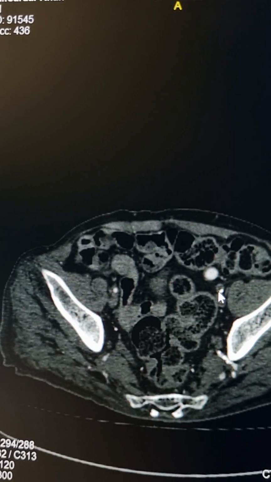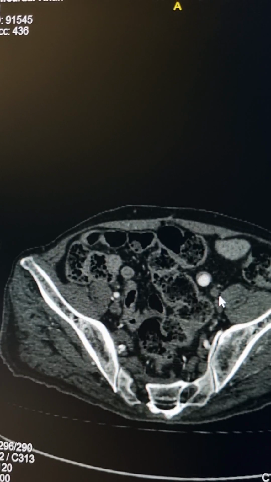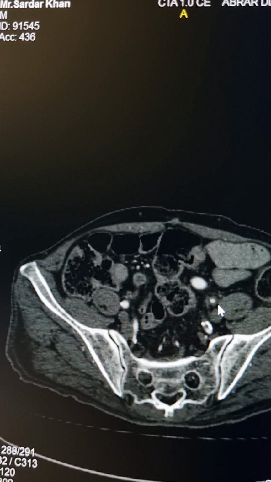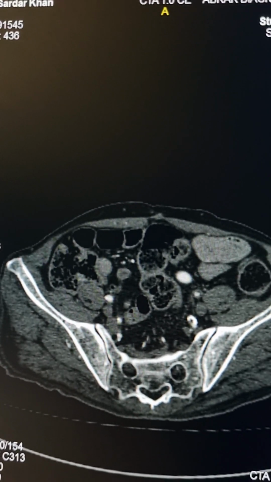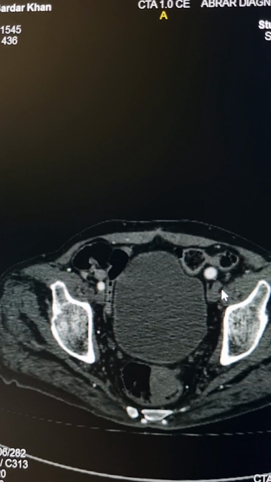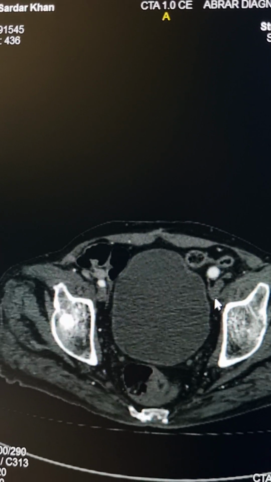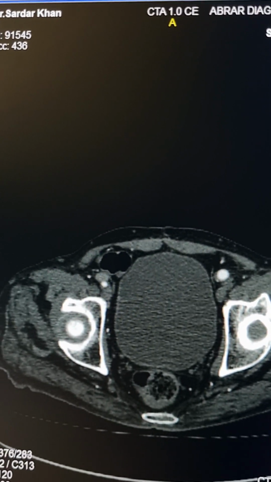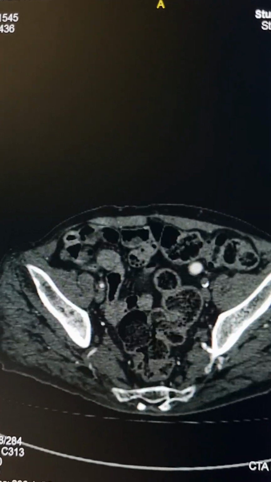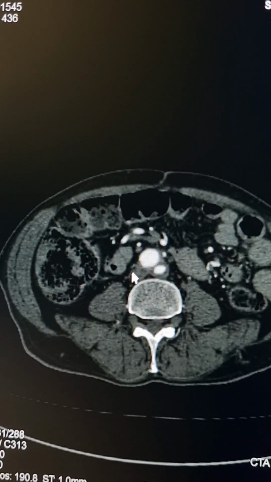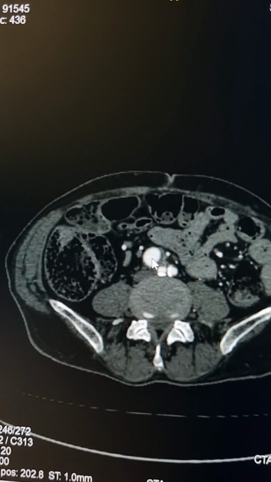I go back again. This was completely thrombosed from this level downwards. This is the left external iliac artery. This is the external iliac vein here, and this is the graft. Now I go back to trace the graft. The graft originates from this place.